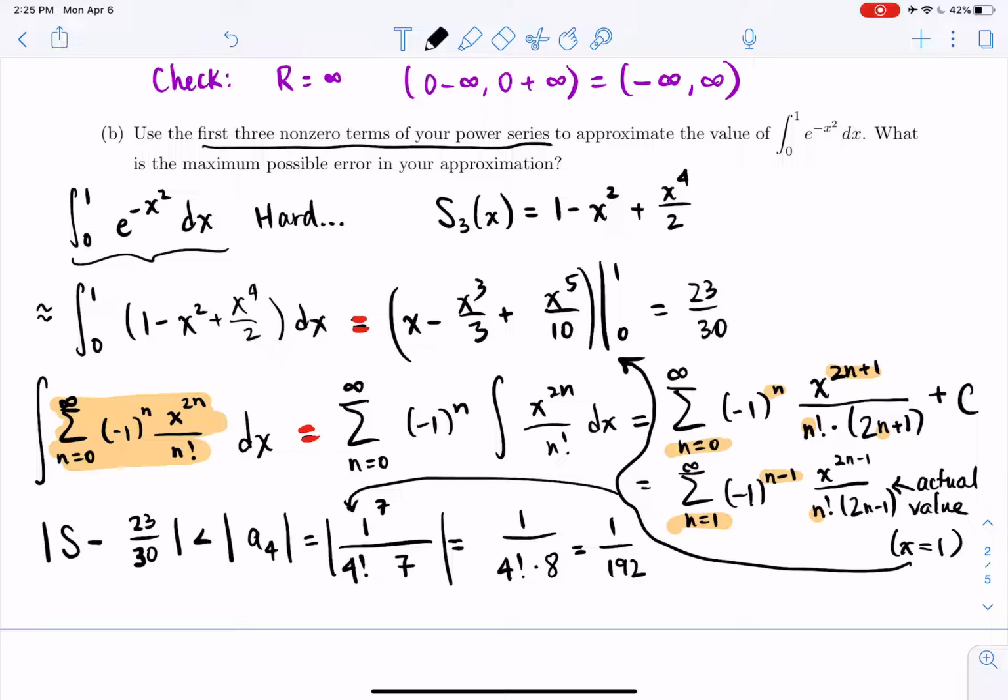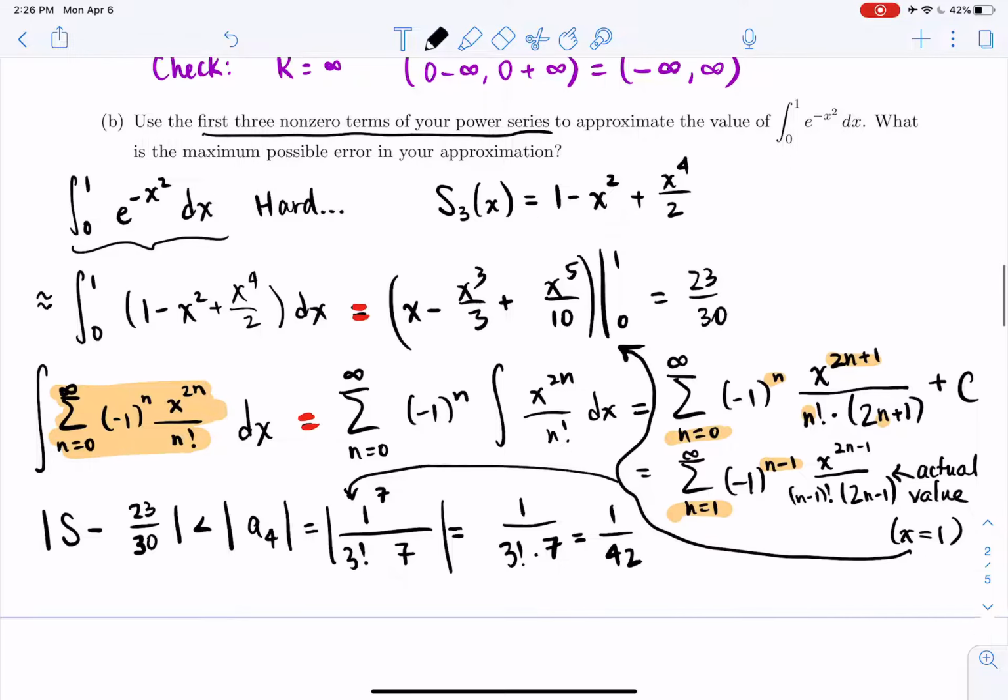And this should be, oh my goodness, sorry everyone. This should be n minus 1 factorial. I was like, why is this so weird? So this is n minus 1 factorial, which makes this 3 factorial. So this is 3 factorial times 7, and 3 factorial is 6, times 7 is 42. Whew. Okay, all right. Thanks for playing along here.